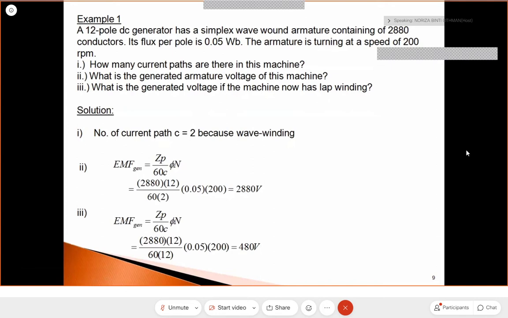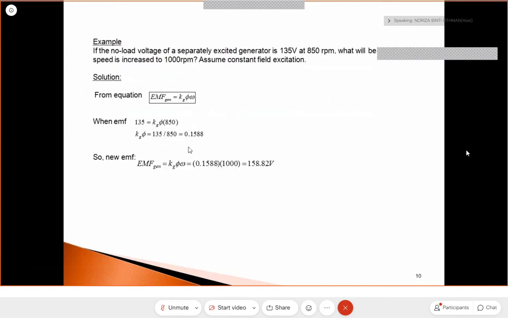Boleh? Okay, kita tengok further example eh. If no load voltage of a separately excited generator is 135 at 800 RPM.